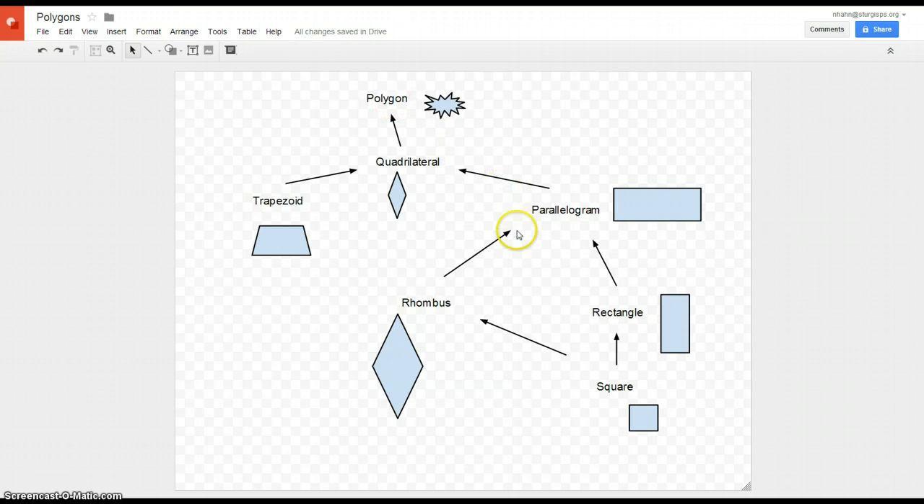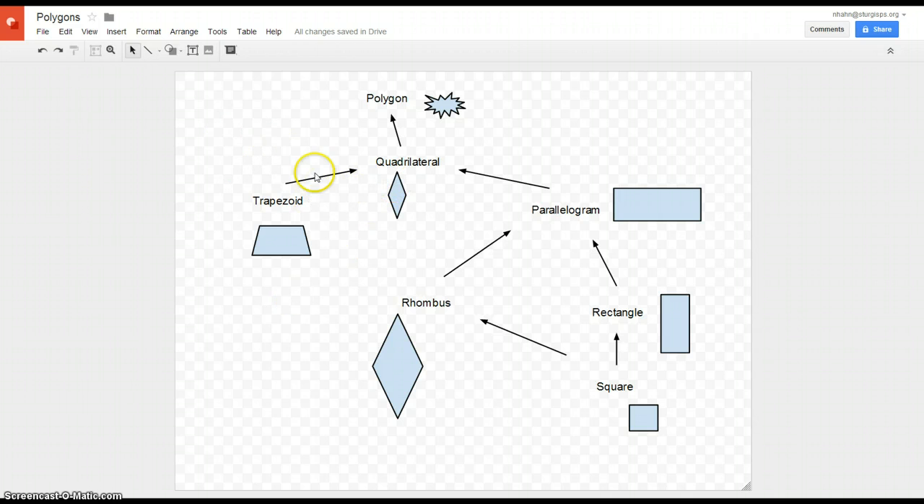So you can use this video to help you name polygons. Anything that is down here and has an arrow going to another name shares that name. So like we said before, a square is a rectangle, it's a rhombus, it's a parallelogram, it's a quadrilateral, it's a polygon. If I had rectangle, a rectangle has an arrow here. So a rectangle is a parallelogram, it's a quadrilateral, it's a polygon. Rhombus, same thing. Parallelogram, quadrilateral, polygon.